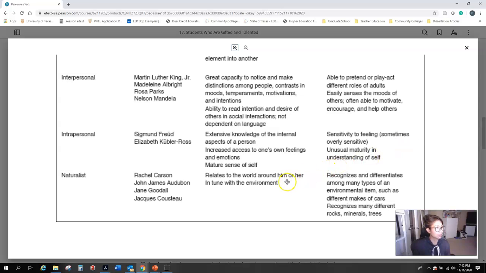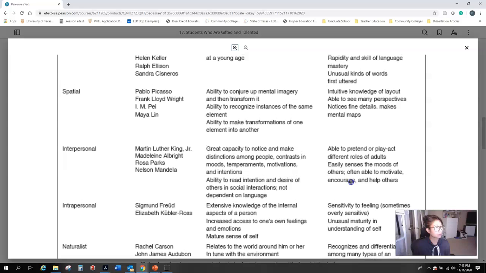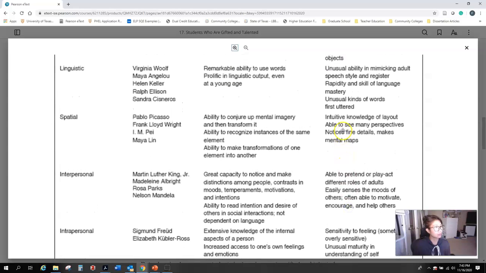And then a naturalist is the one who can relate to the world around them, very well in tune with their environment. They differentiate many types of environmental items, such as different makes of cars, and recognize many different rocks, minerals, and trees. So they understand their surroundings in great minutia. Rather than seeing just rocks and trees, they want to learn more about the types of rocks, trees, and leaves, and the ways in which they exist.